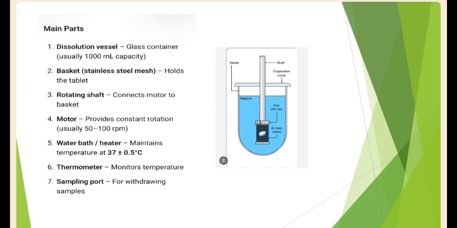Then the rotating shaft connects the motor to the basket. The motor provides constant rotation, usually 50 to 100 rpm. The water bath or heater maintains the temperature at 37 degrees. The thermometer is used to monitor the temperature.